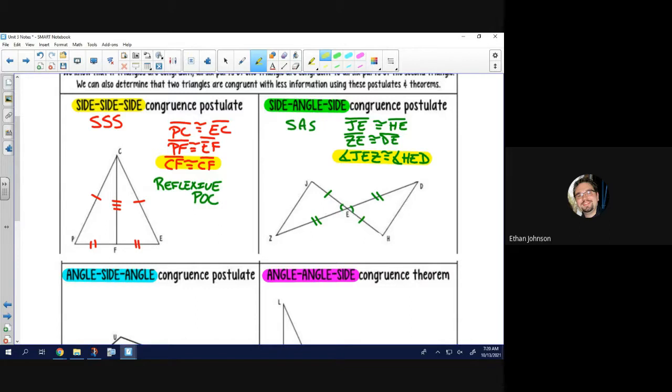That statement right there is our vertical angles. So we will be seeing a lot of reflexive properties of congruence in these proofs, as well as vertical angles in these proofs.